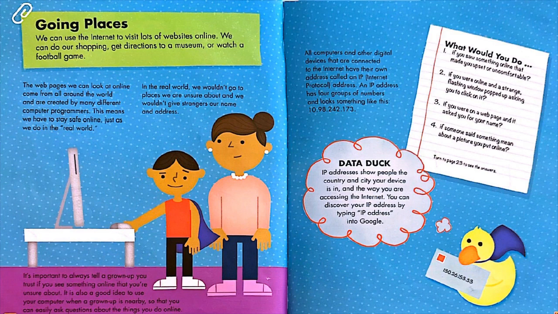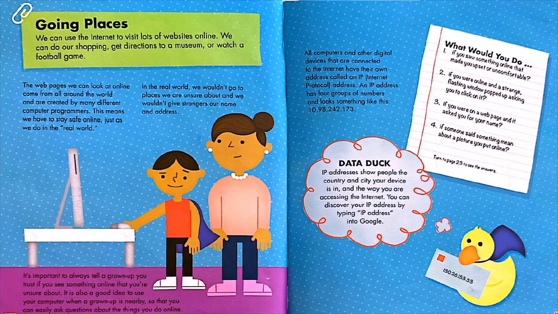In the real world, we wouldn't go to places we are unsure about, and we wouldn't give strangers our name and address. It's important to always tell a grown-up you trust if you see something online that you are unsure about. It is also a good idea to use your computer when a grown-up is nearby so that you can easily ask questions about the things you do online.